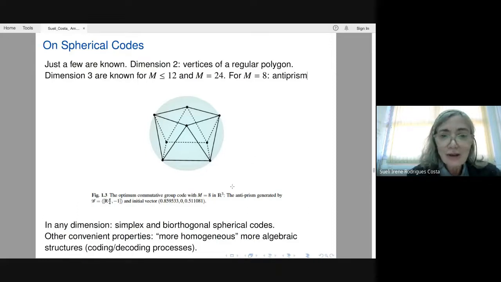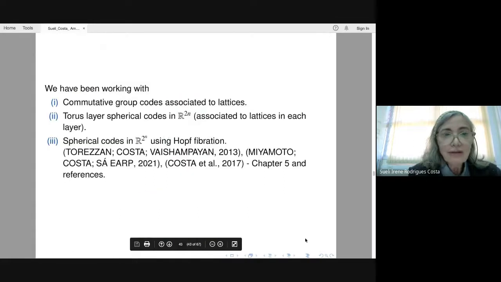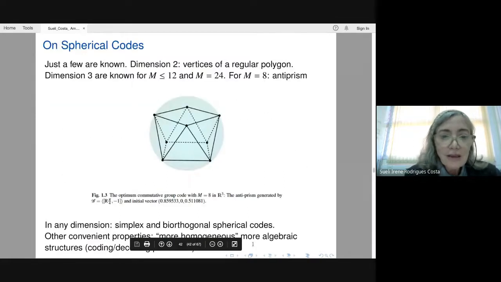So just to have an idea. And then, okay, what is known here? In n-dimensional space, the simplex and the bi-orthogonal spherical codes are optimum. The simplex is equivalent to the tetrahedron in three dimensions, right? And the bi-orthogonal spherical code is also straightforward.